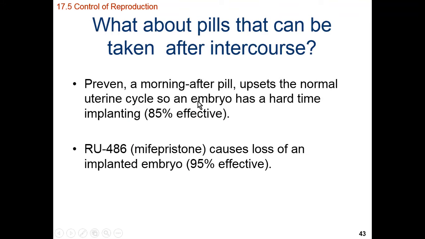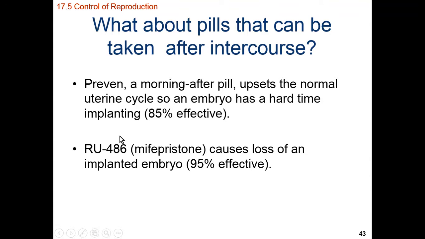There are also some pills that can be taken after intercourse. These are commonly referred to as the morning after pills. The two main morning after pills are Plan B and RU486, also known as mifepristone. These two pills function to make the lining of the uterus, the endometrium, unacceptable for that fertilized egg to implant in.